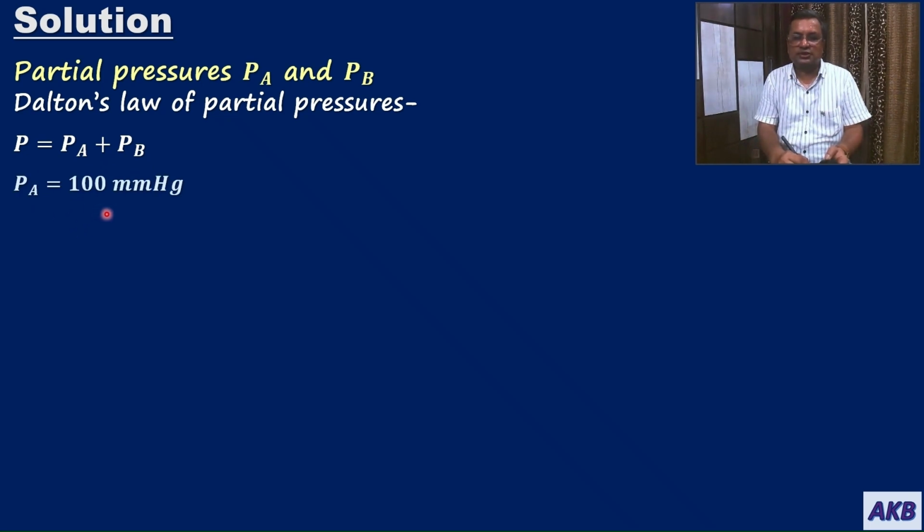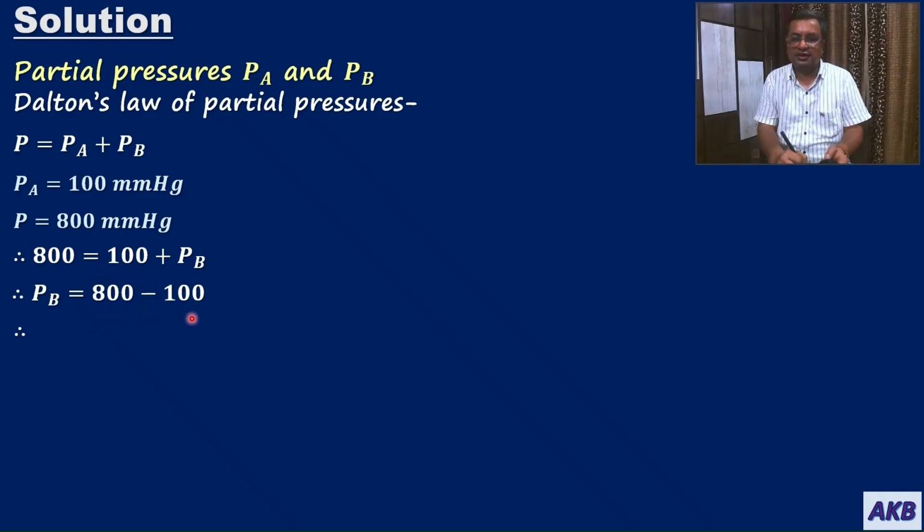Pa is given to us, it is 100 mmHg. Total pressure is given to us, it is 800 mmHg, and we have to get Pb. So therefore 800 will be equal to 100 plus Pb. That is Pb is 800 minus 100. That gives us Pb as 700 mmHg. So in this way we get partial pressure of B.